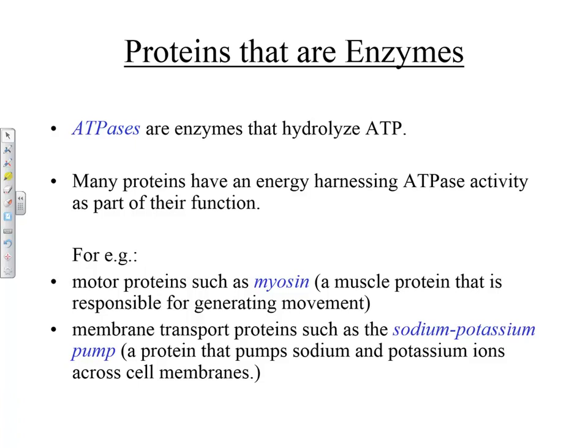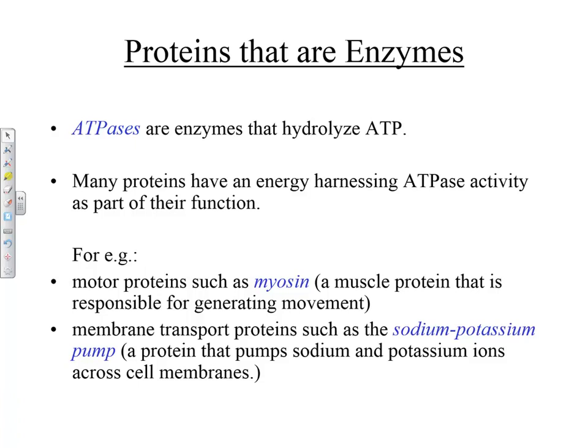For example, motor proteins such as myosin. This is the protein that allows you to move, right? Your muscles, they have to all fire together. All the muscle cells have to fire together. They have to use up ATP, produce the energy, and that's how you and I can move. So an example of an ATPase is myosin, a muscle protein that is responsible for generating movement.